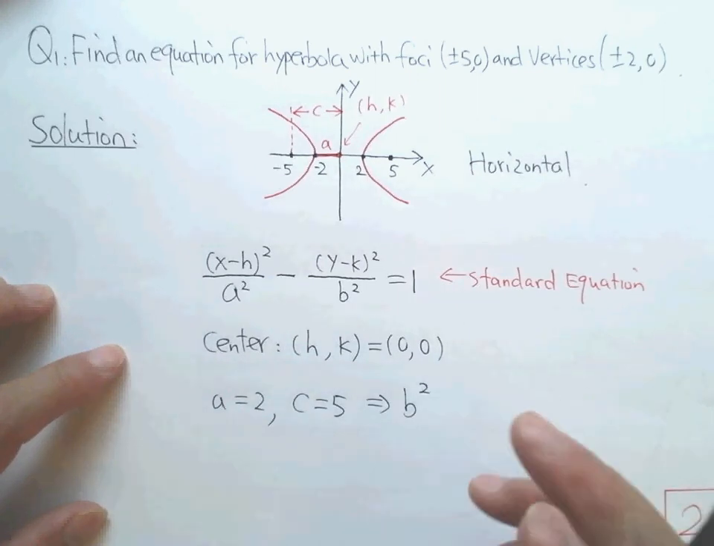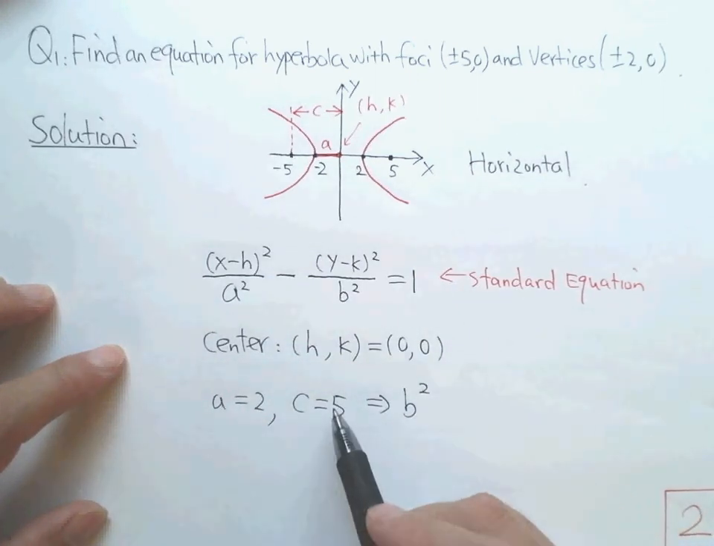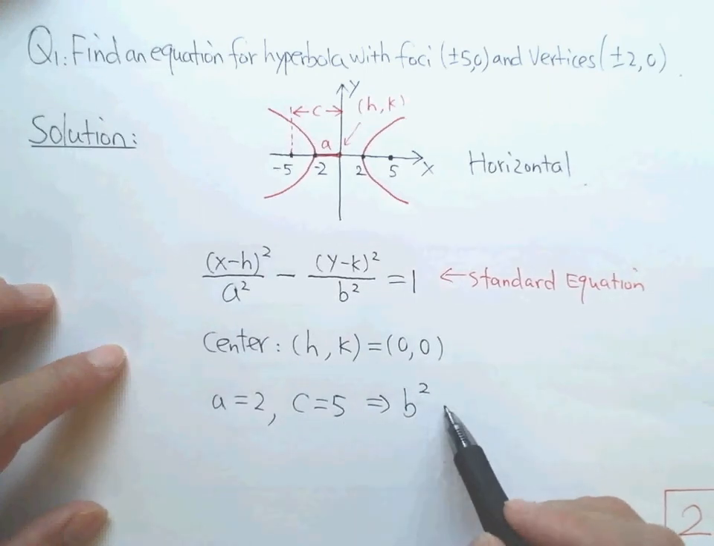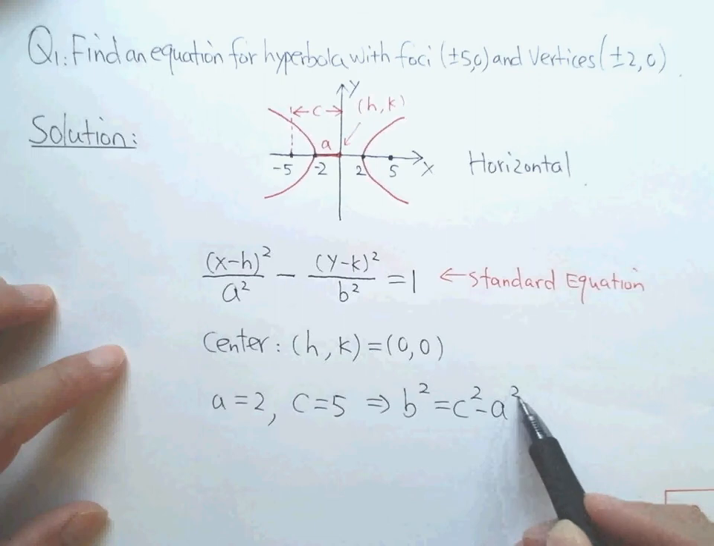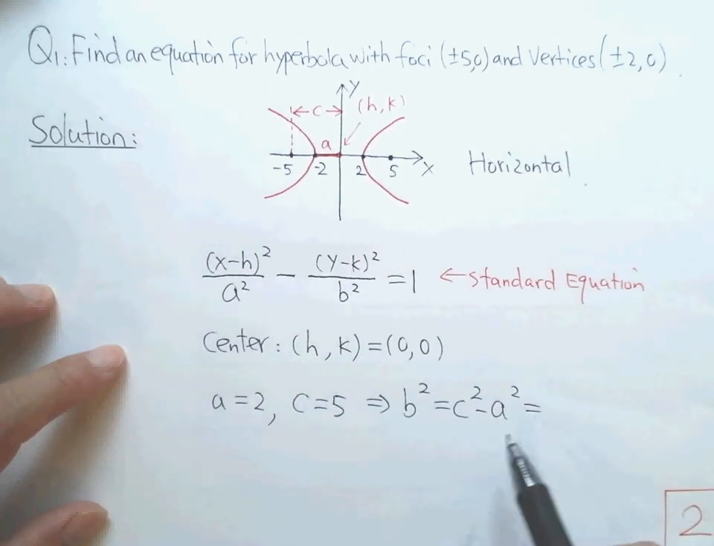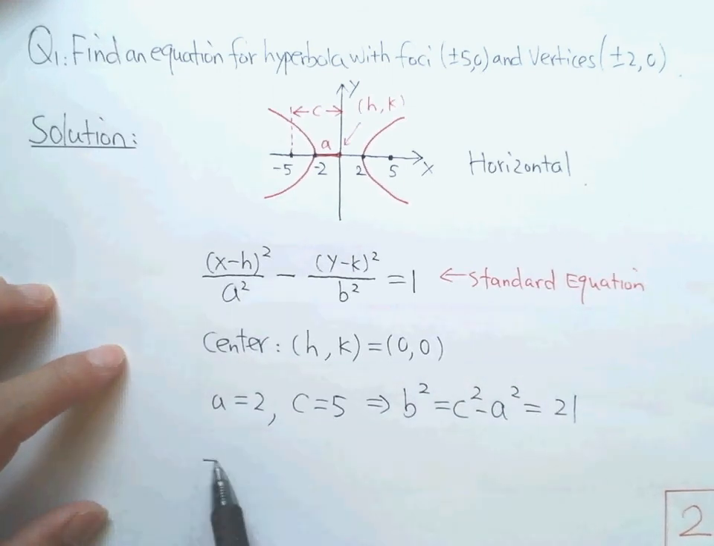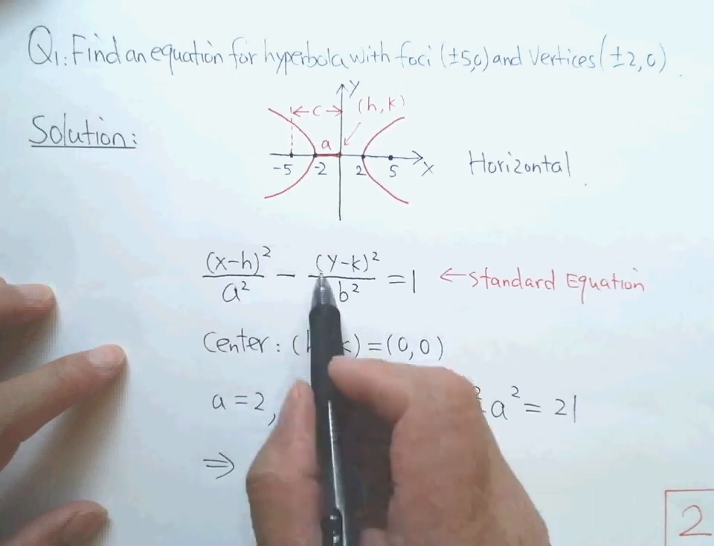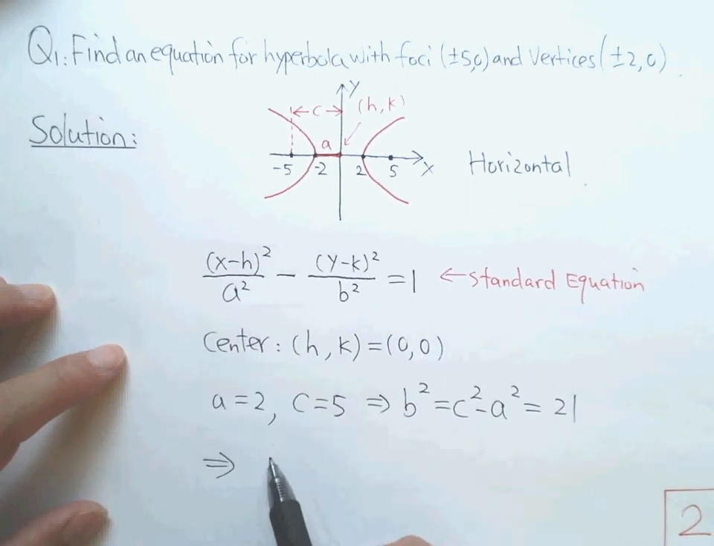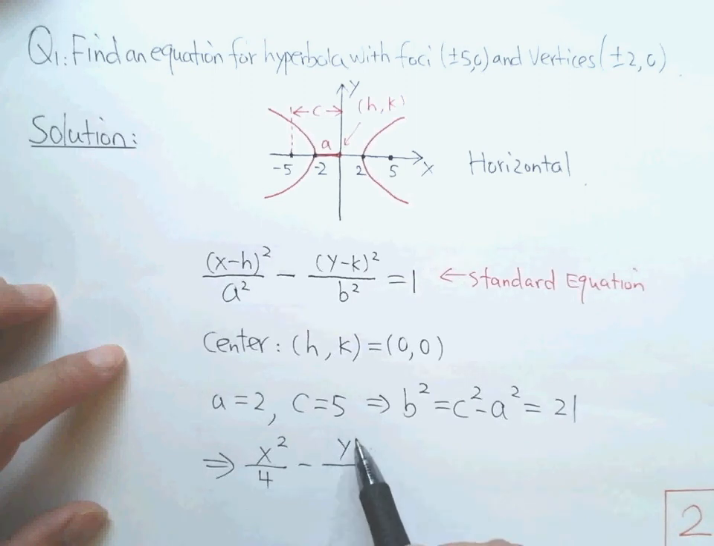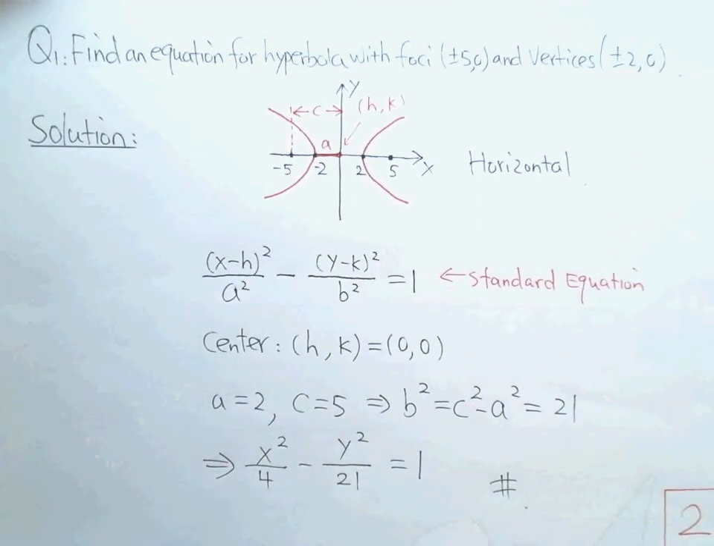Then we can definitely find b. Do you remember the relationship among a squared, b squared, and c squared? Which one is the biggest? C is the biggest. So b squared equals c squared minus a squared, going back to the Pythagorean theorem. C squared 25 minus 4 is 21. Now we have everything. All we need to do is plug a, b, h, k into the formula. We get x squared over 4 minus y squared over 21 equals 1. This is the final equation we need.